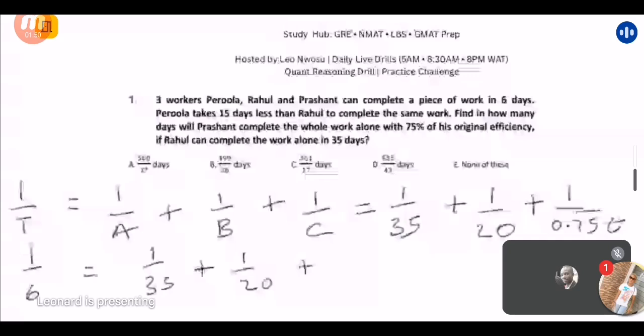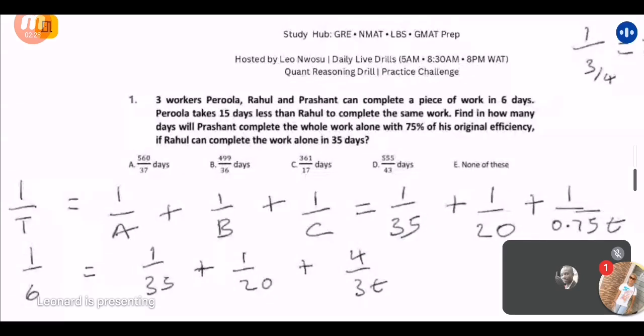75 is 3 over 4. So 4 is dividing. Because 4 is dividing, it will go up. Remember, if it's confusing, think about it this way: 1 over 3 over 4 is the same thing as 1 divided by 3 over 4, which is the same thing as 1 times 4 over 3. We turn this to multiplication. So that's how the 4 comes up. 4 over 30.